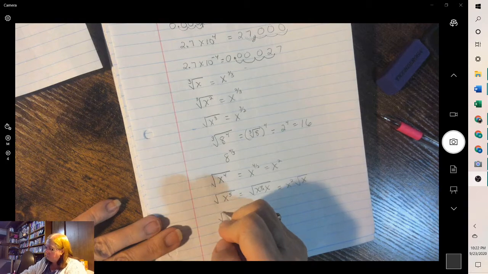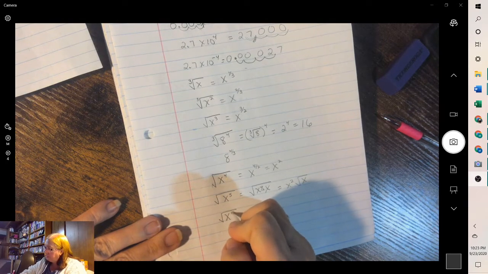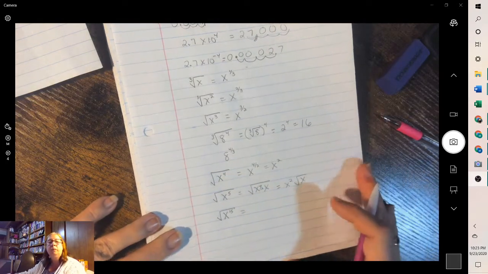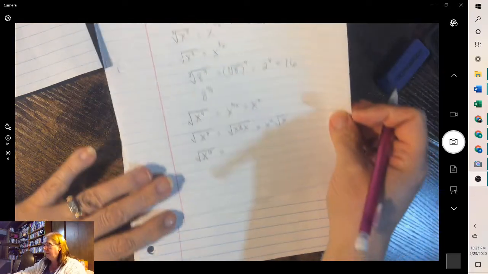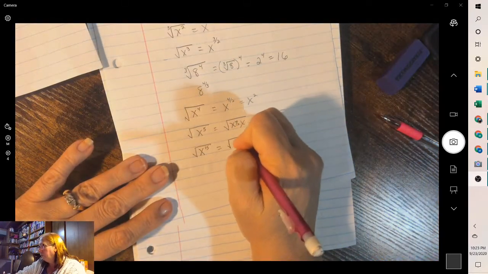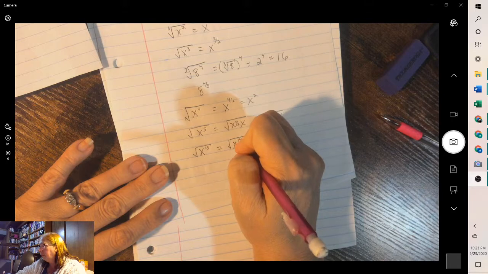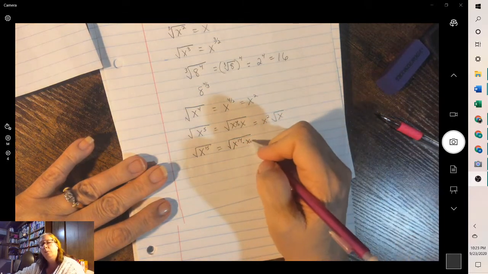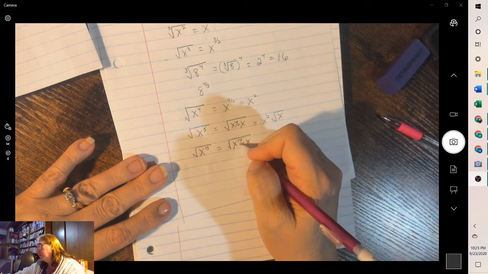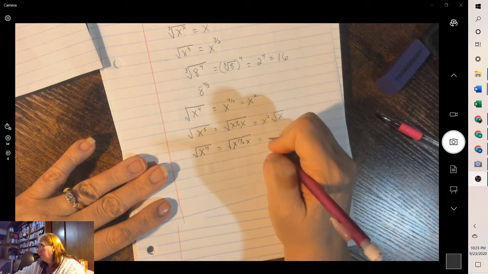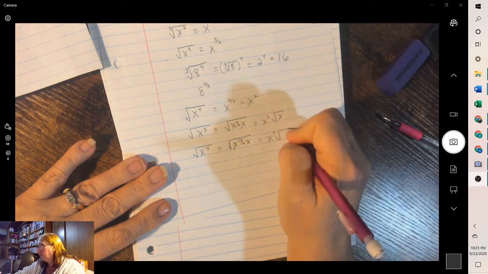So if we had the square root of x to the 15th, we can rewrite that as the square root of x to the 14th times x. This one will stay under, this one gets divided by 2. X to the 7th square root of x.